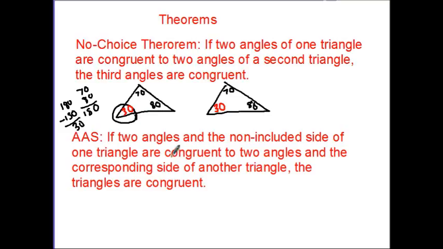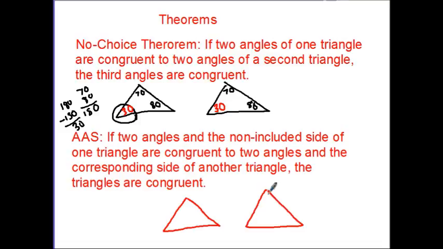Our second theorem is the angle-angle-side theorem. Now, we've already studied side-side-side, side-angle-side, and angle-side-angle. This is actually another way to prove triangles are congruent. And it states if two angles and the non-included side of one triangle are congruent to two angles and the corresponding side of another triangle, the triangles are congruent. Now, we do have to be a little bit careful with this.